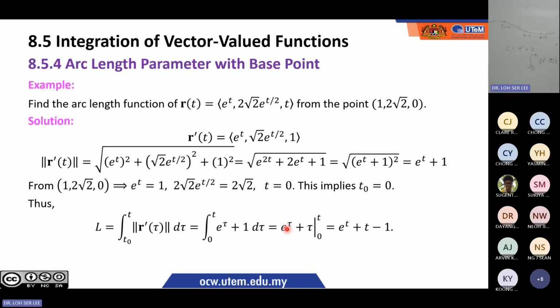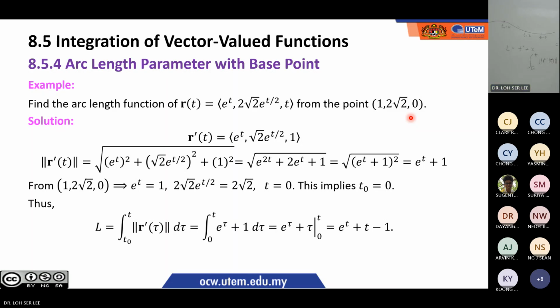Okay, e^tau, we get e^tau. Substituting t into tau, we get e^t plus t. And then minus 0: substituting tau, e^0 is 1. So this is the arc length function, where this is the starting point.